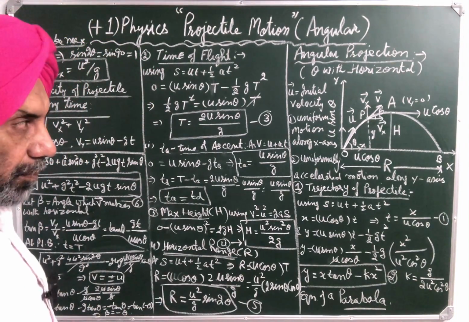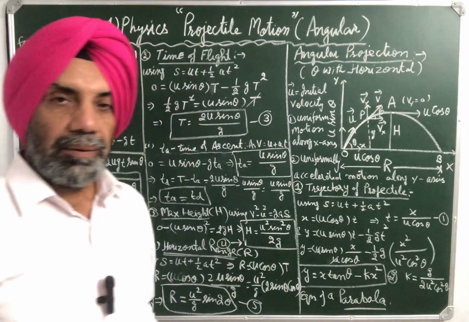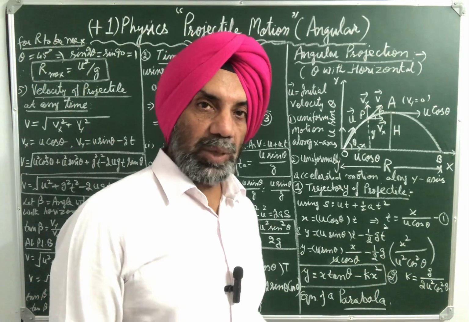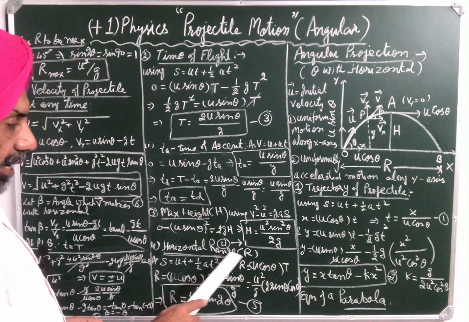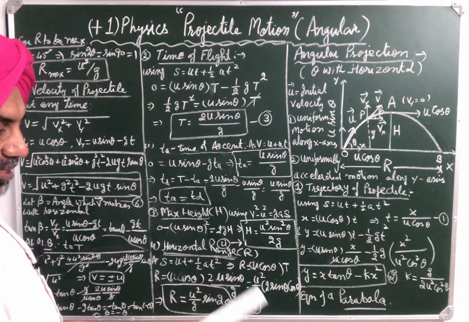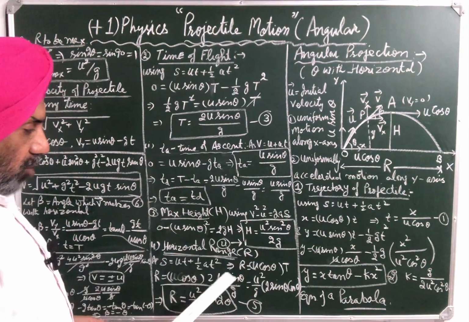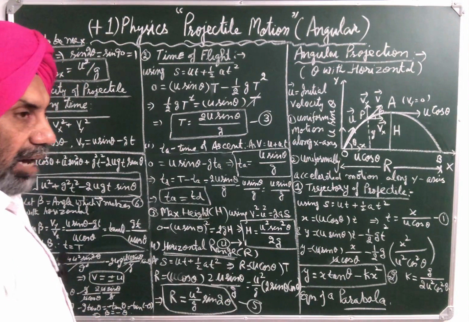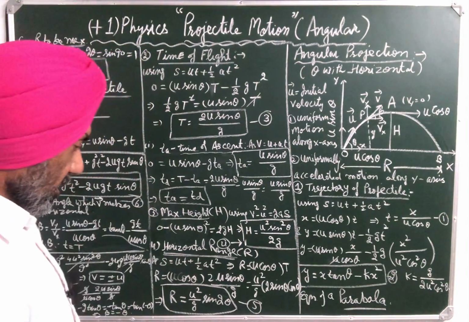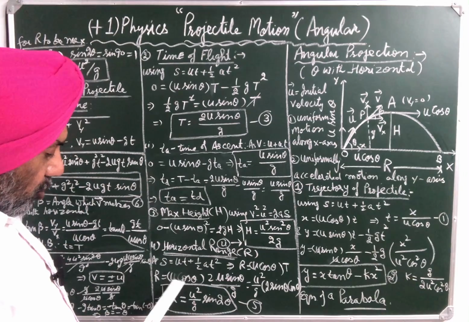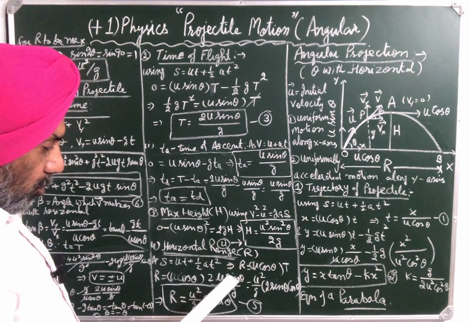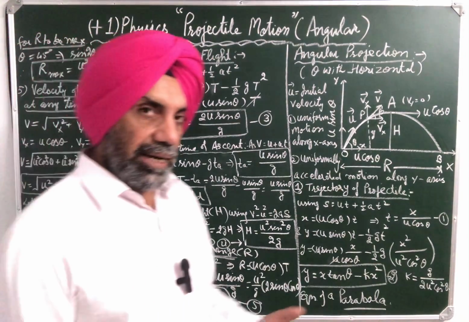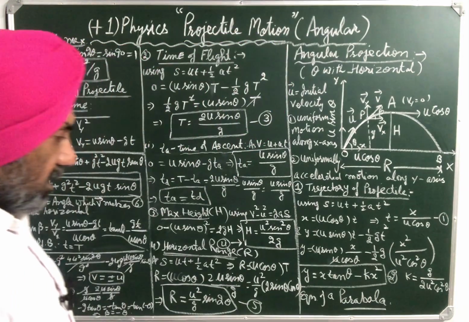Then horizontal range, OB, the maximum horizontal distance covered by the projectile from the point of projection, is given by R. So using S is equal to ut plus half at square again. S is equal to R, the horizontal distance, with horizontal velocity u cos theta into capital T, and half at square is 0 because there is no acceleration along the x-axis. So R is equal to u cos theta, substituting the value of time of flight 2 u sin theta by g, so it will be u square upon g into 2 sin theta cos theta. So 2 sin a cos a is equal to sin 2a, or 2 sin theta cos theta is sin 2 theta.